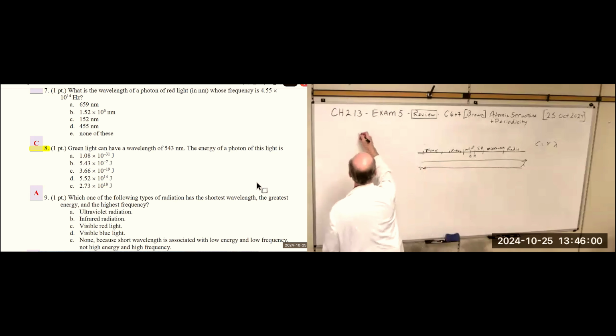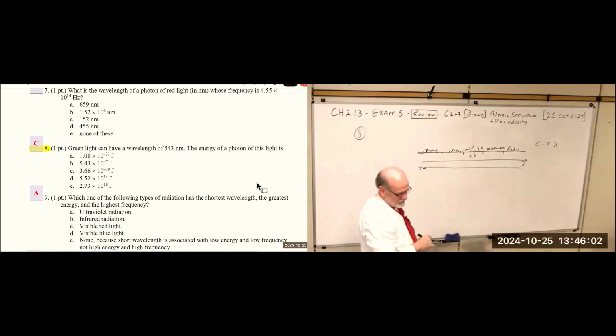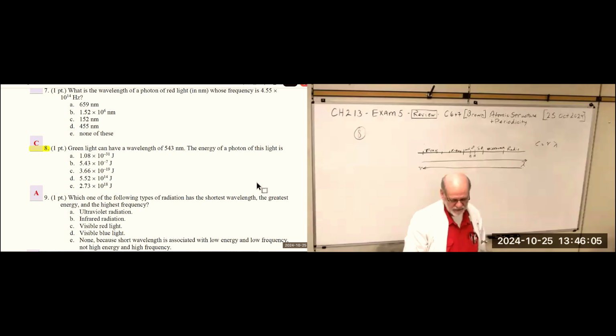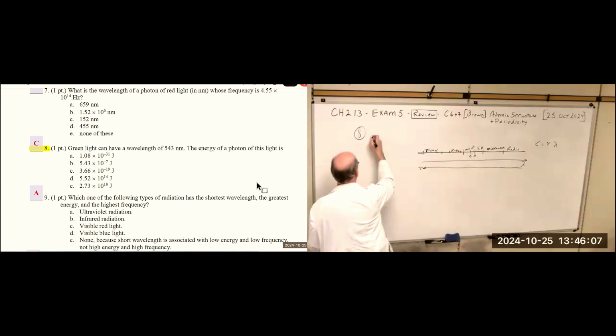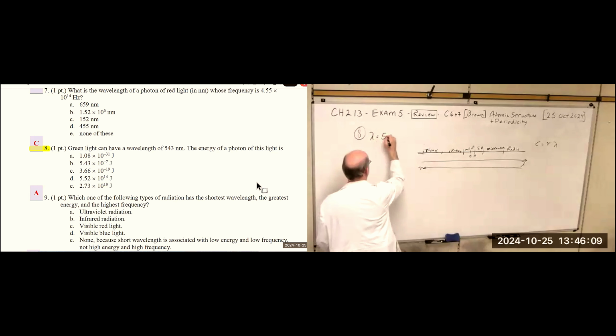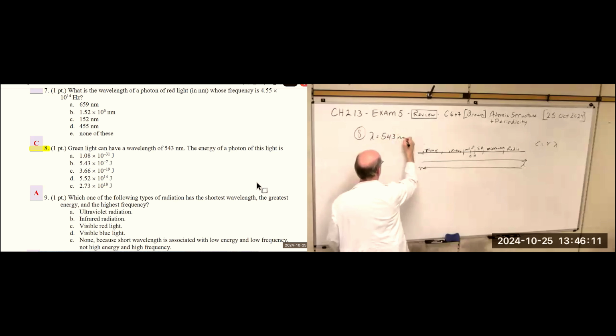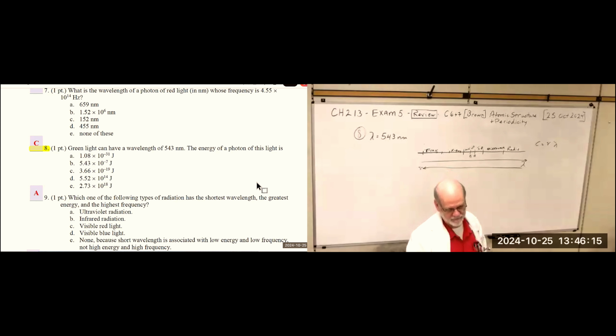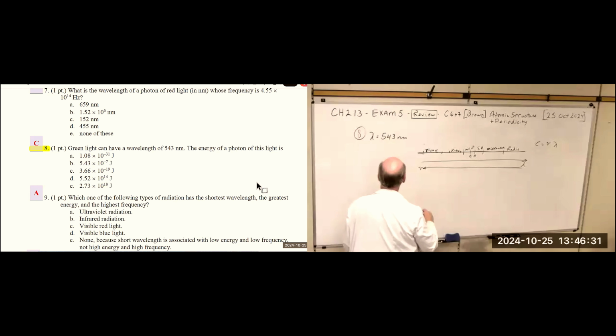Okay, number 8. Green light can have a wavelength of 543 nanometers. I like the wording there. Can have a wavelength of 543. It's possible that green, to our eyes, can have several wavelengths that are close to that. That's one of them. The energy of a photon of this light is.